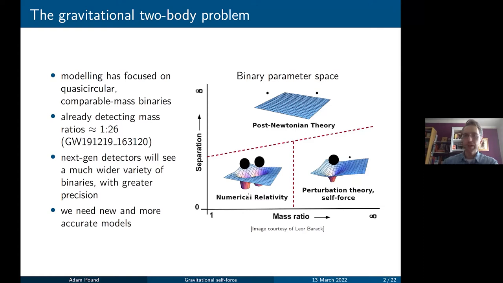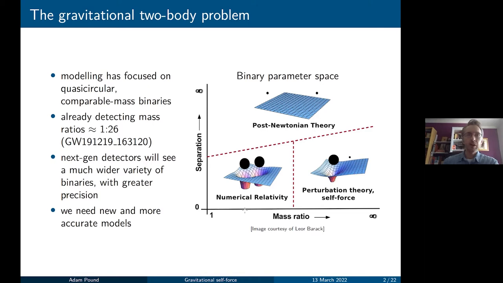But in terms of the overall paradigm that's currently used for modeling binaries, you then tie those two things together using effective one-body theory or using phenomenological models. But even phenomenological models these days are using information from effective one-body theory. So you build some fast model that ties together post-Newtonian theory and numerical relativity to give you a binary that evolves from here down to here.